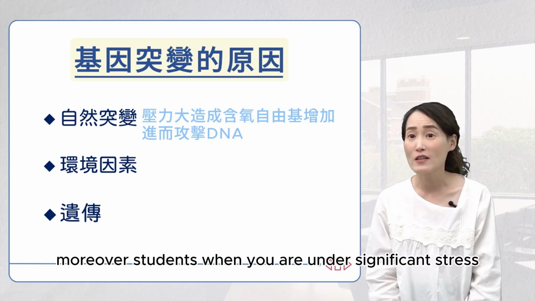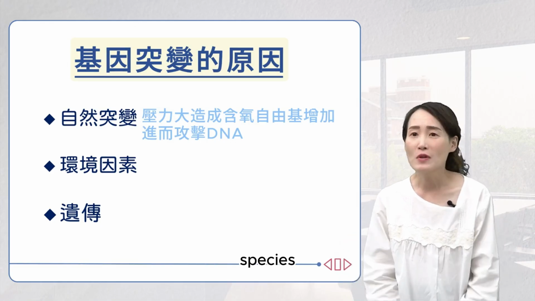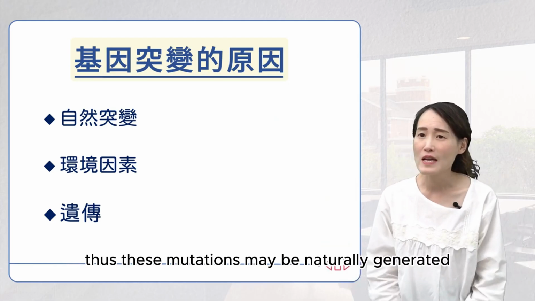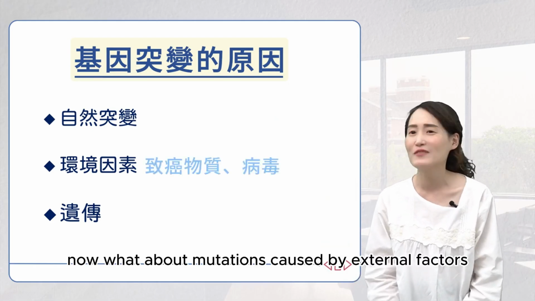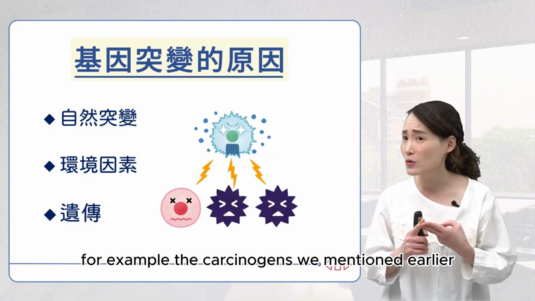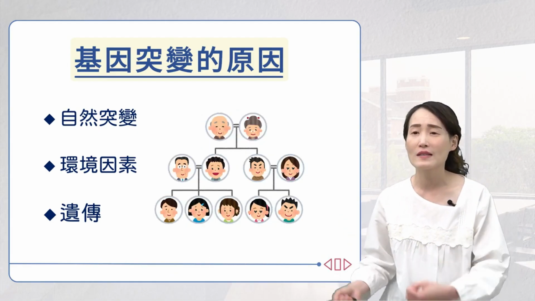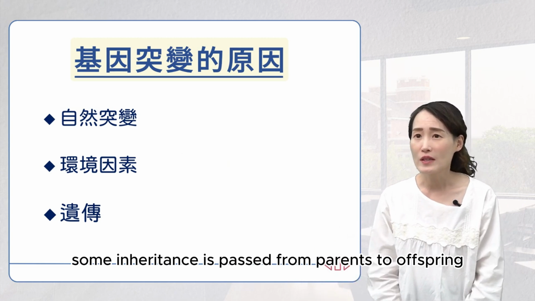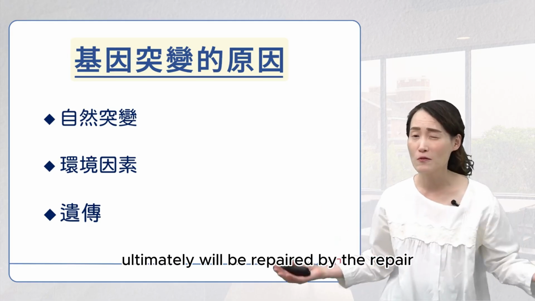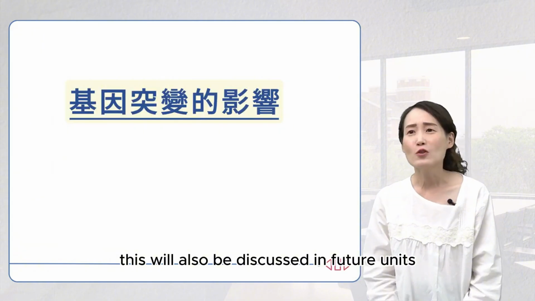Moreover, students, when you are under significant stress, this can also lead to an increase in reactive oxygen species. These reactive oxygen species may attack our DNA. Thus, these mutations may be naturally generated. Now, what about mutations caused by external factors, for example, the carcinogens we mentioned earlier? Next, we will also introduce viruses that can lead to gene mutations. Some inheritance is passed from parents to offspring. Regardless of the reasons for gene mutations, these gene mutations ultimately will be repaired by the repair systems in our cells. This will also be discussed in future units.